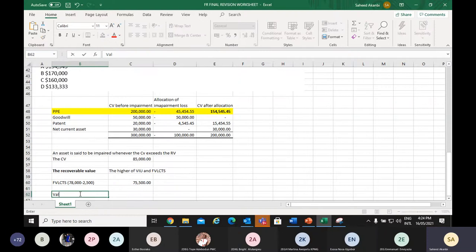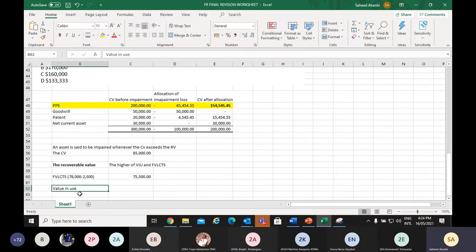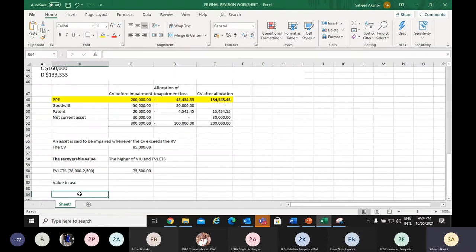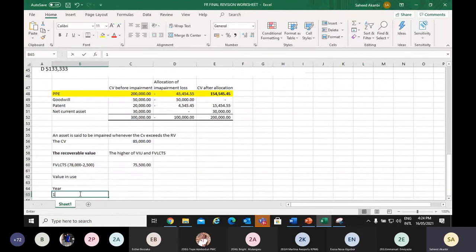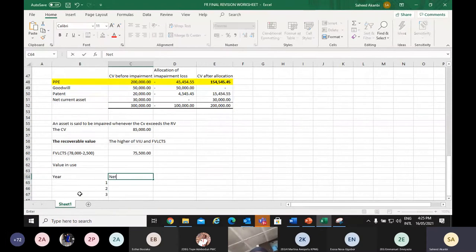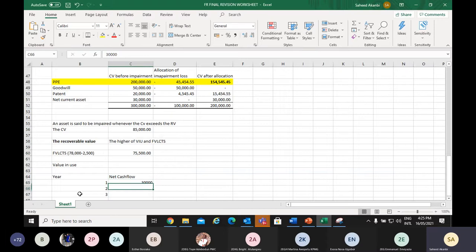So I need value in use, which is the present value of the estimated cash flows. Okay, they've given me net cash flow for the next 3 years. 8% applies. Okay, look at what I will do. I will say year 1, 2, 3, net cash flow, 30, DCF at 6%.